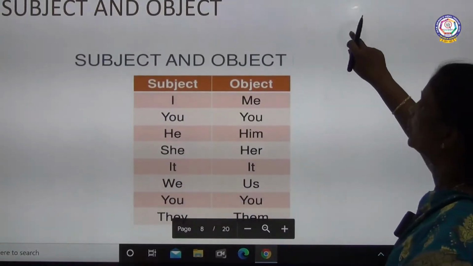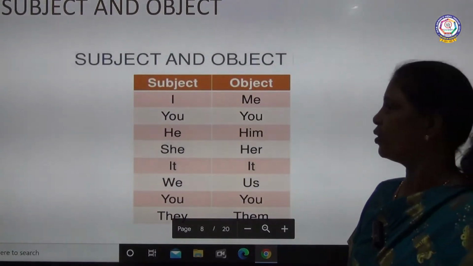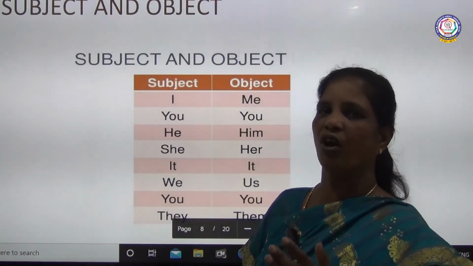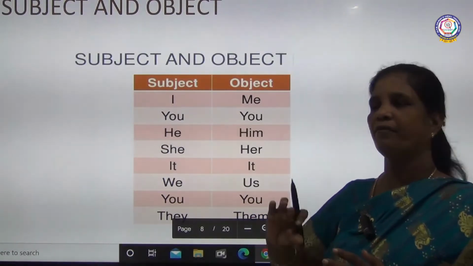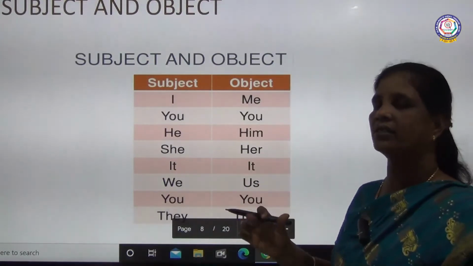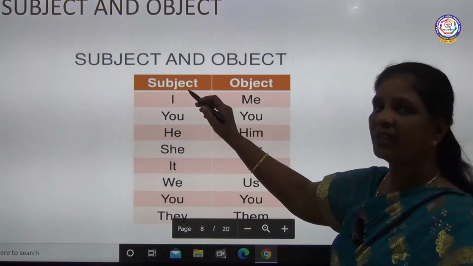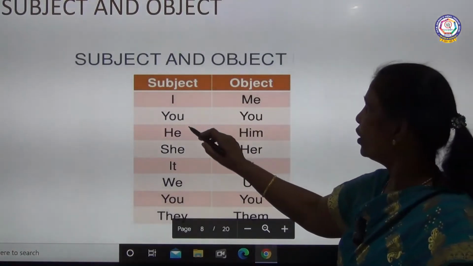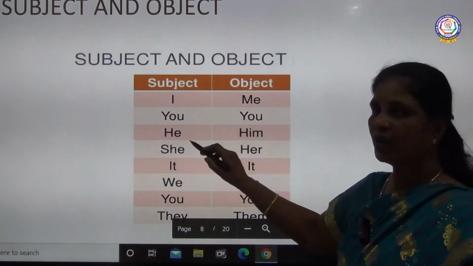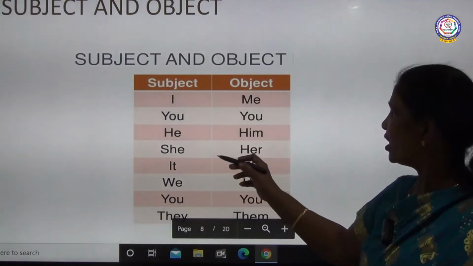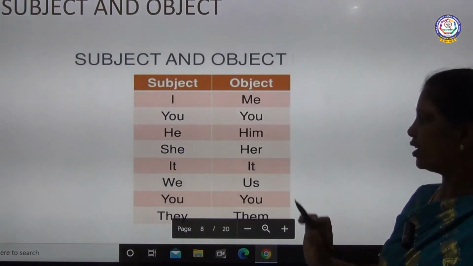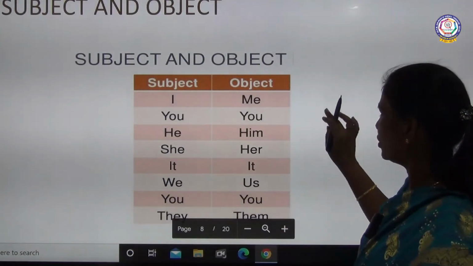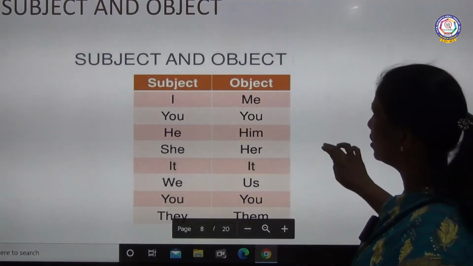Okay. So now I said subject and object. What is subject and object? Anything which comes in the beginning is called as subject, and which comes after the end or at the last is called as object. For example, subject I will be changed into me. You will be changed into you. He will be changed into him, and she into her. It only, it will not change. We into us, you into you, and they into them. So it is clear children?